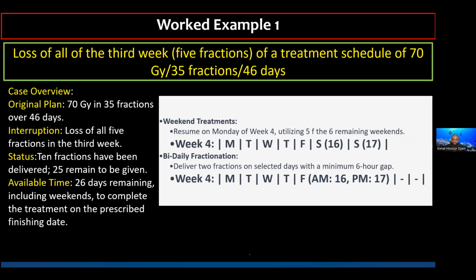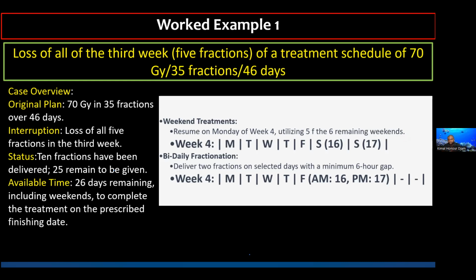Now, all in all, keep in mind that we need to consider the fact that when individual fraction sizes are considerably above 2 gray, the spacing and the distribution of the bi-daily fraction needs to be meticulously planned because of the increased concern of normal tissue toxicity. You need to keep that in mind.